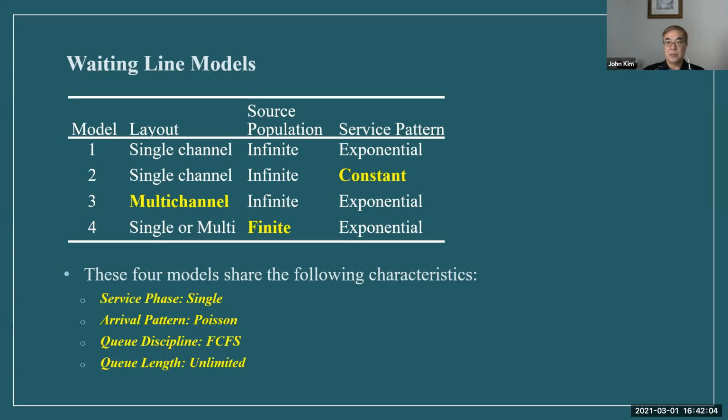Waiting line models. There are more than 4 models, but our textbook introduces the basic 4 models, based on other factors being the same. By layout, whether it is single channel or multiple channel, that is the number of waiting lines. If multiple waiting lines, then use model 3. If all are the same, then model 1. If the service pattern is constant, then use model 2. And if the source of population is finite, then use model 4 like this.